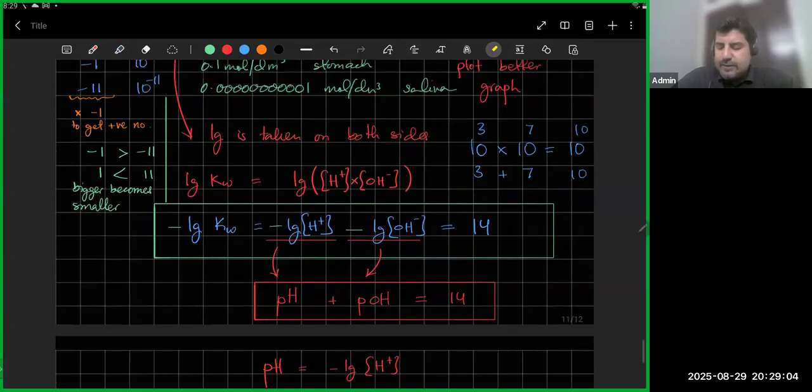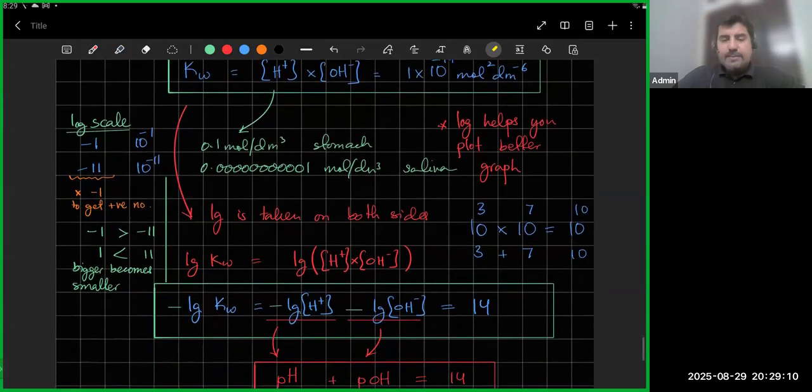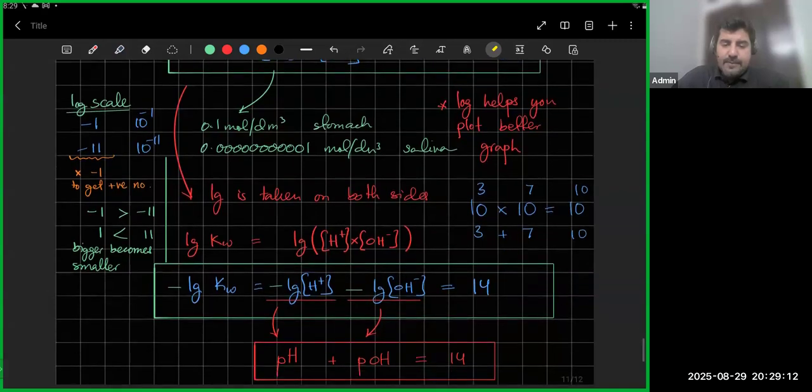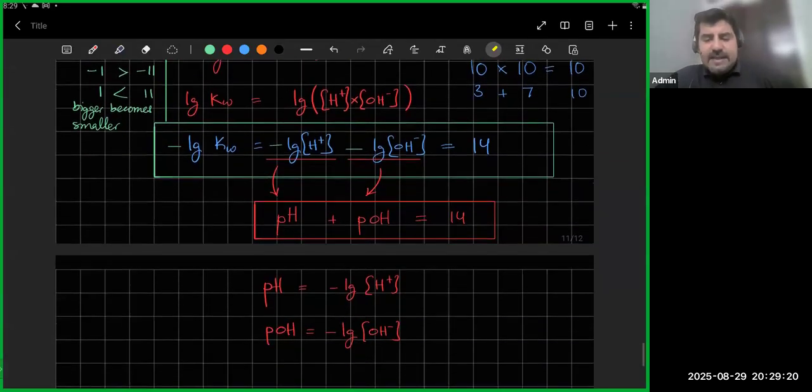So now we have two expressions. One is Kw, which was the first one, 1 times 10 power minus 14. Then you had the log expression, which was minus log Kw. And that log expression could be written as pH plus pOH is equal to 14. Okay? Is this thing clear?